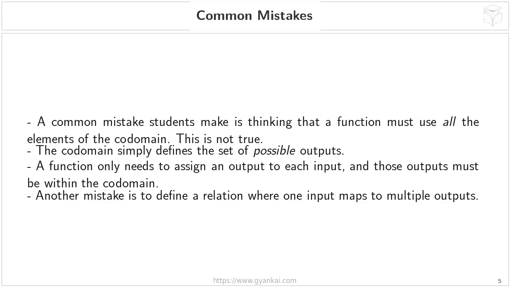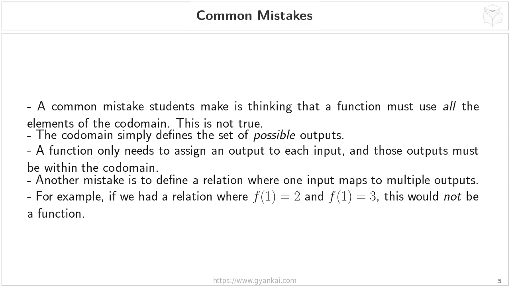Now, let's talk about another critical mistake. A function cannot assign more than one output to the same input. If you define a relation where, for example, f of 1 equals 2 and f of 1 also equals 3, that is not a function. That violates the core rule that each input can only have exactly one output. If an input has multiple outputs, it's a relation, but it's not a function.